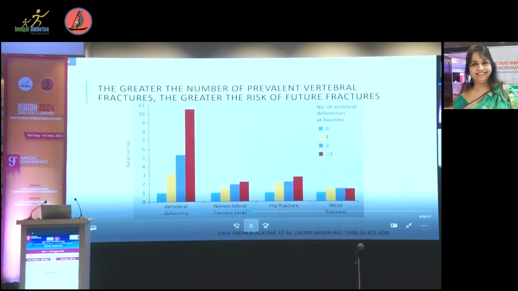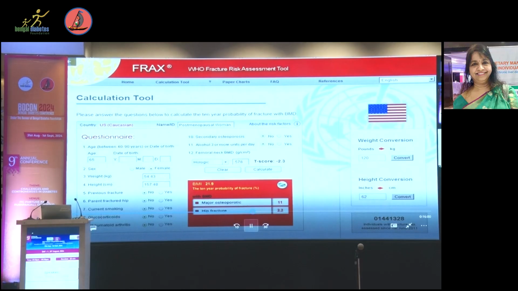So unless we get great, we won't know. This is very, very important at this point. The greater the number of prevalent fractures, the greater the risk of future fractures. So if you find one fracture or two fractures, the risk of future fractures is much higher. So what is FRAX?